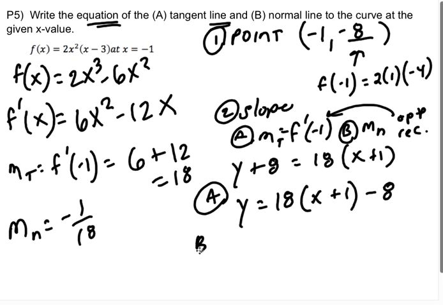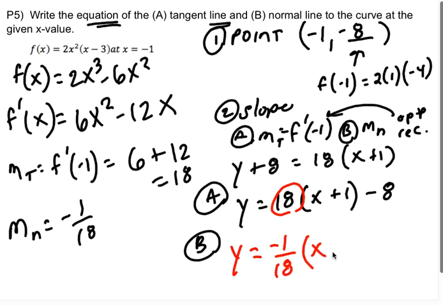And if I wanted my answer for B, I'm going to do exactly the same thing, right? The only difference when I do the normal slope is I have to change that slope to the opposite reciprocal. So this is going to be -1/18, x plus 1, still minus the 8, right? The only thing that changes between these two is the slope, all right? And that is our video for section 6 of Unit 2.